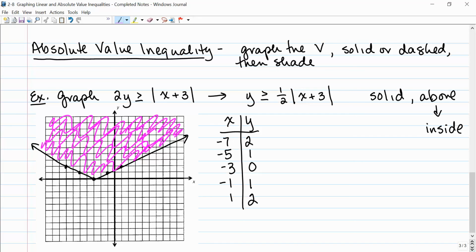So in this lesson, we took a look at linear and absolute value inequalities. We graphed the line, or the absolute value V. We made it solid or dashed, and then we shaded one side of the line or the other, or inside the V or outside of the V.